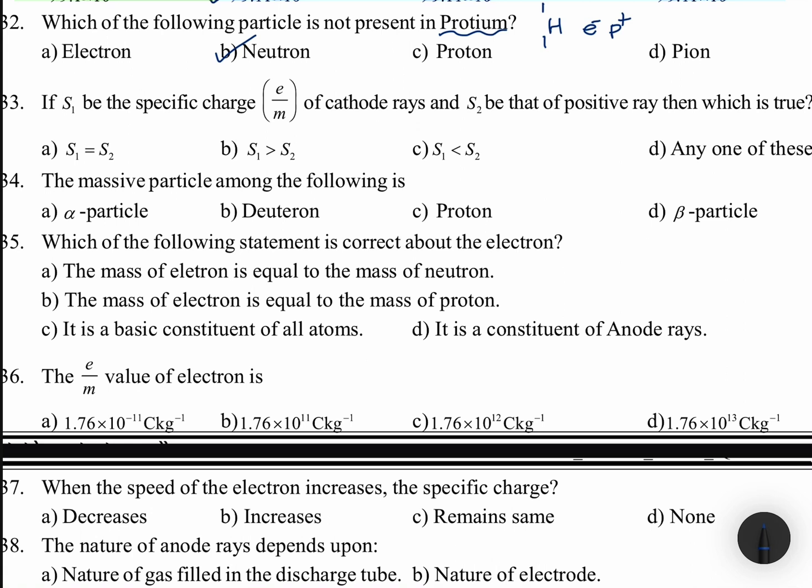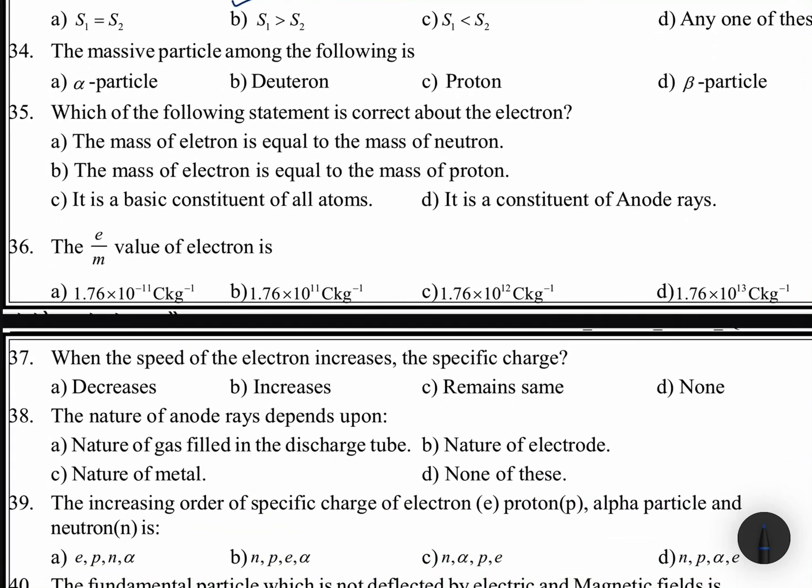If S1 be the specific charge of cathode rays and S2 be that of the positive rays, then which is true? Cathode rays means electrons. Electrons' e/m is always greater than protons' because the mass of electrons is very minimal.